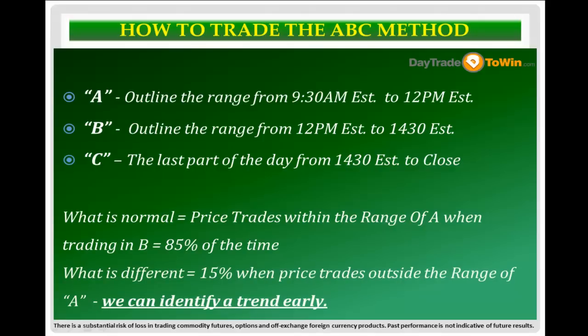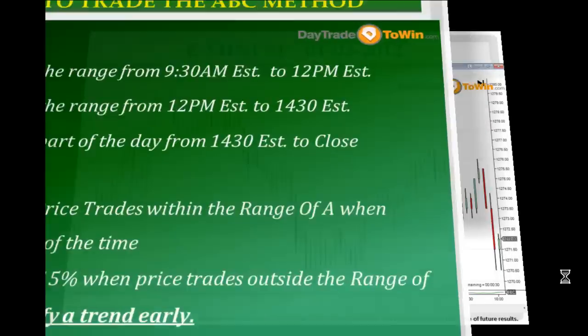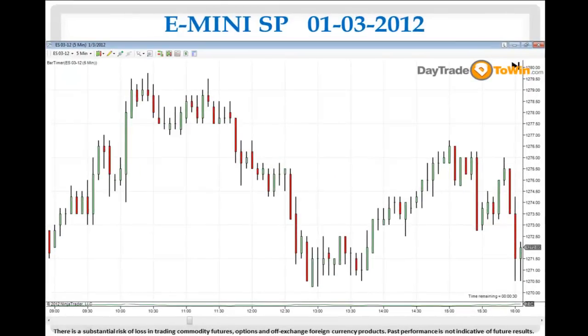Now, what I'm interested in is not what's normal. I'm interested in the difference when what's happening as we see it playing out is not normal. That's when about 15% of the trading year we see the B part of the range break out of A. This is where I identify a trend early and I'm able to take something out of the market because that's a very high percentage trade.